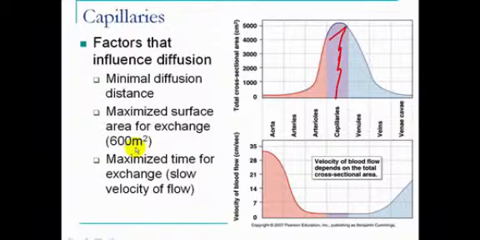And the other thing is, if you want to maximize diffusion, you want blood flowing slowly through the capillaries so you have more time for diffusion to occur. If you look at this chart of the velocity of blood flow through different vessels, obviously it's fastest in the aorta because you have the highest pressure, and it's even faster in the vena cava than it is in the capillaries. It's very slow through the capillaries, and that allows maximum time for diffusion to occur.